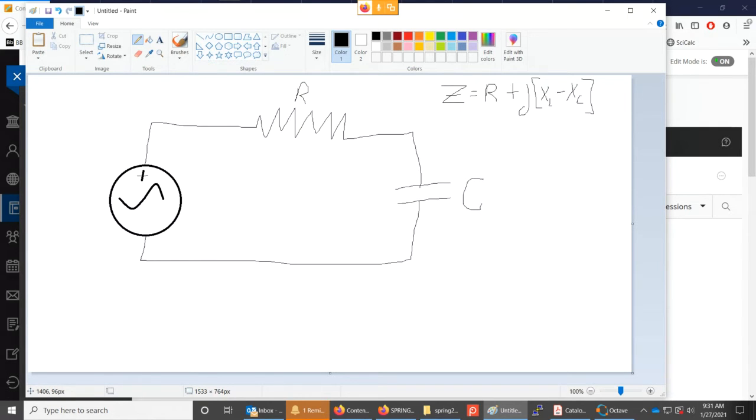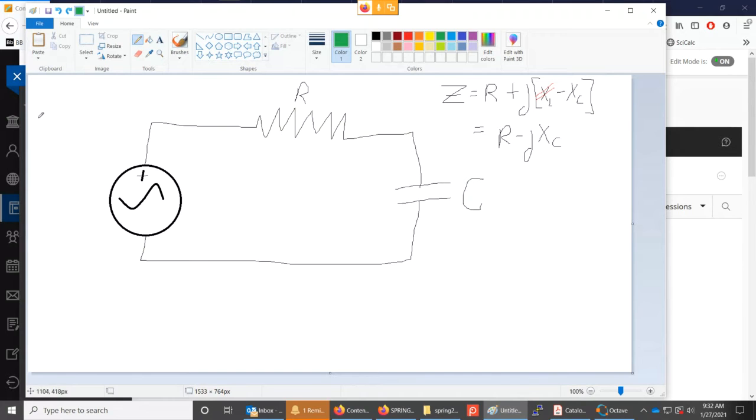Okay. So in this circuit here, I'm just starting out with a capacitor. So that, of course, means that there is no inductive reactance. And so the impedance of this circuit is going to be just R minus j X of C. So what we've got to look at here that we haven't really discussed yet is the difference between the capacitance and the capacitive reactance.